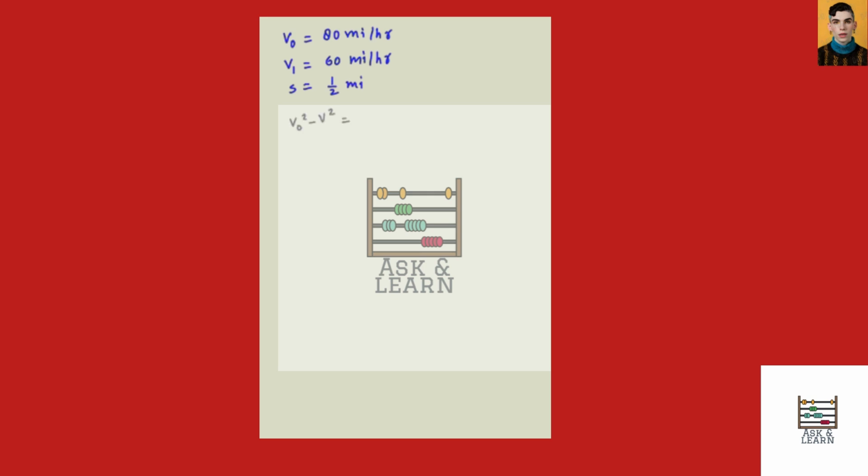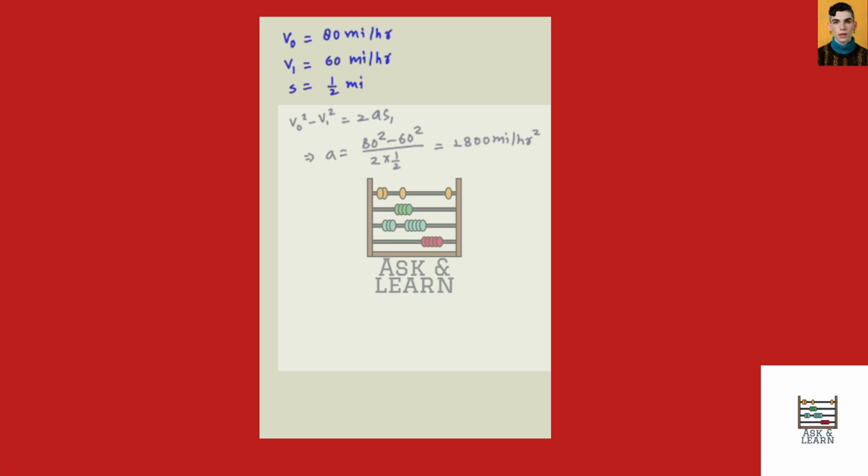Using the equation of motion, v0 square minus v1 square equals 2as1. So from here we get acceleration a equals, after substituting values, (80 square minus 60 square) divided by (2 multiplied by 1/2). So from here acceleration a comes out to be 2800 miles per hour square.